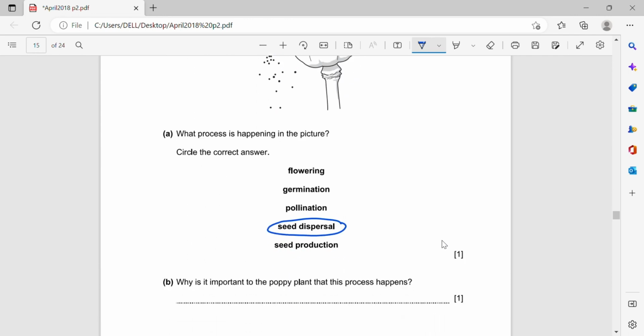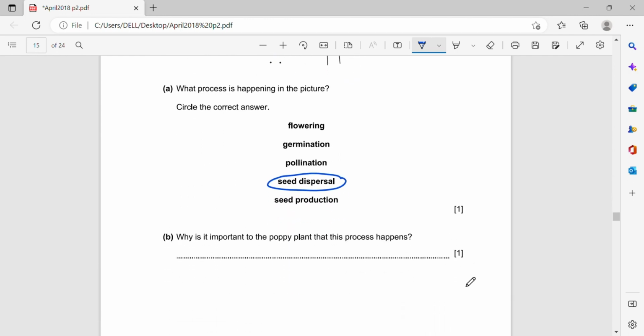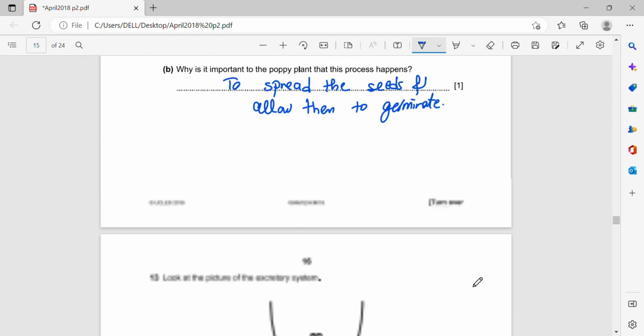Why is it important to the poppy plant that this process happens? Why does seed dispersal happen? To spread the seeds and allow them to germinate. Okay, the life cycle of the plant.